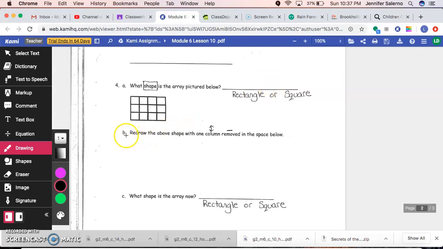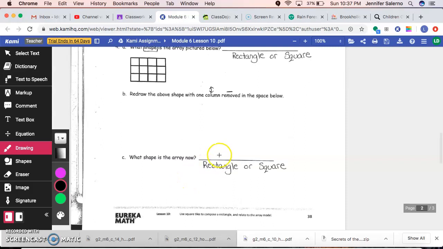Then for part B, they want you to draw this again, but they want you to take out 1 column. Take it out. So they want you to draw this shape again, but without this column at the end. Take out this column and then draw it, okay? Once you did that, now they want to know, okay, well, what is the shape now that you took out that column? Okay, and they want you to say, is it a rectangle or a square?